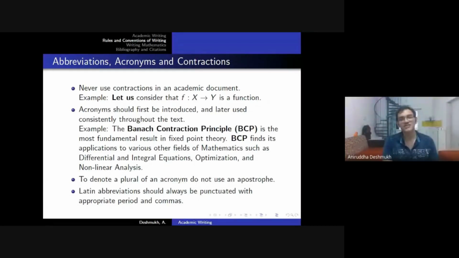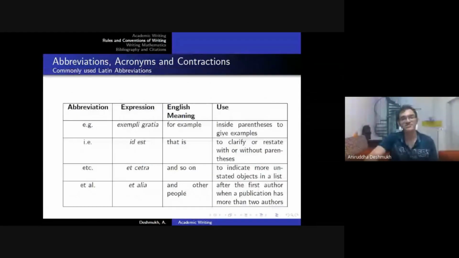And whenever we use abbreviations of Latin phrases, we have to punctuate them with the appropriate periods, which means the dots, and the commas. So what are the Latin abbreviations which we use commonly? These are the 4 which all of us use at some point, even when we write our answer papers. So the first one is e.g. In Latin, the expression is exempli gratia, which means for example, and of course it is used to give examples.